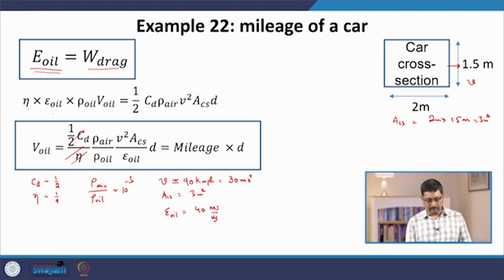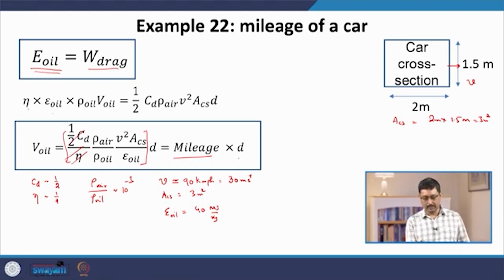If we plug in these values we get, by the way, whatever combination is in the bracket, we can term it as something called the mileage, because that is going to give us the volume of oil, the amount of liters of oil consumed per unit distance.